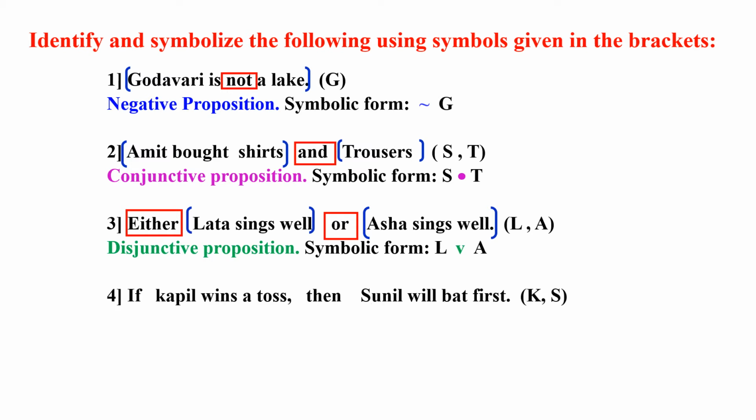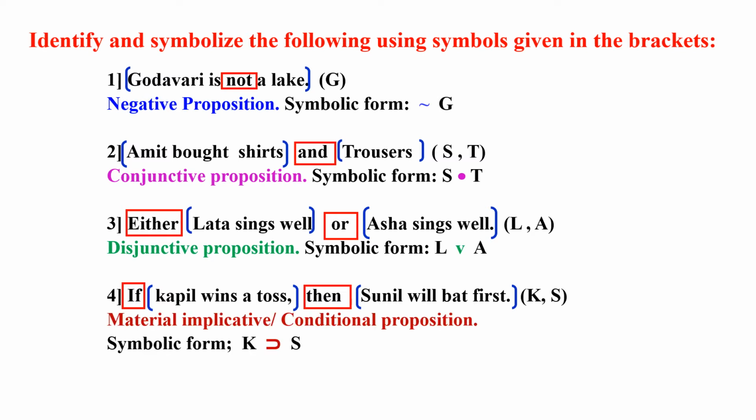Fourth, if Kapil wins a toss, then Sunil will bat first. So Kapil wins a toss is the antecedent. It is K, and Sunil will bat first will be S. That is the consequent, and if then is the connective. So now it is an implicative proposition, material implicative or conditional proposition. Symbolic form will be K horseshoe S.